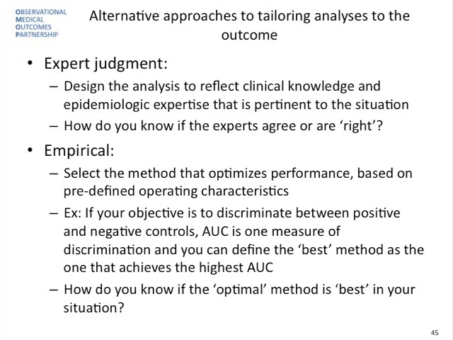And so one option would be we could use expert judgment. We could sit down and we could say, okay, I'm about to study acute myocardial infarction. Let's design the analysis that reflects all of our clinical knowledge and epidemiologic expertise pertinent to that particular situation. And that's perfectly reasonable. It's what we do for every custom epidemiologic study. And the only challenge we have is twofold. One is we've got to figure out a place to get all of that clinical knowledge and epidemiologic expertise. And then we need to know the degree to which it's consistent, the degree to which those experts agree.